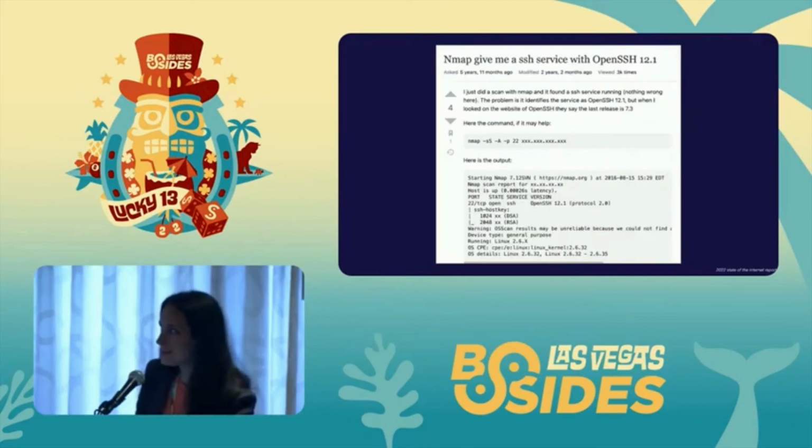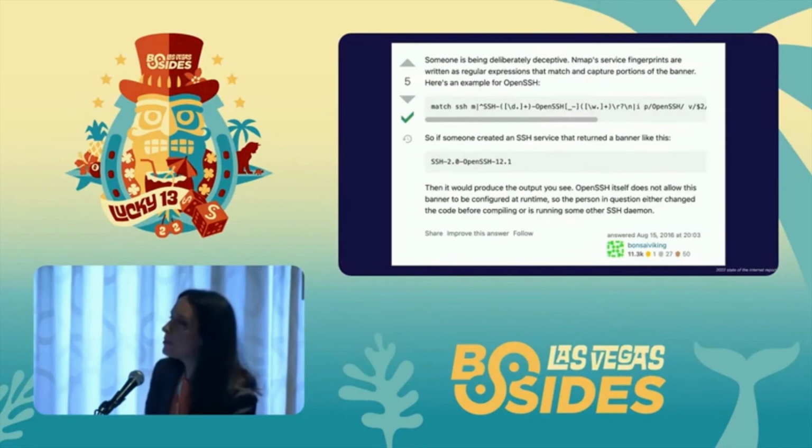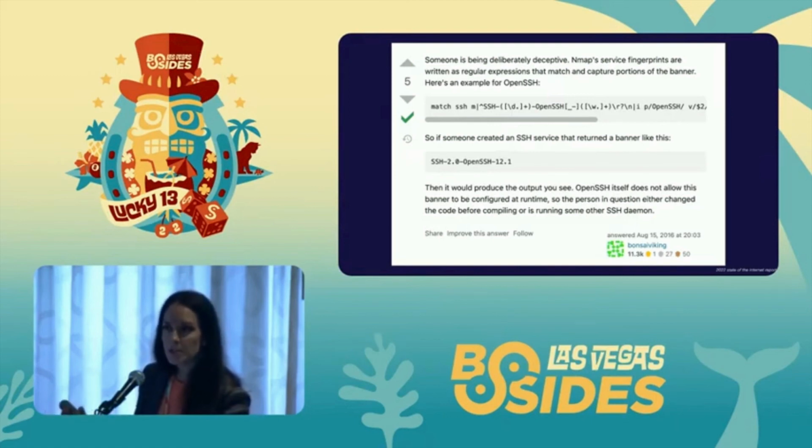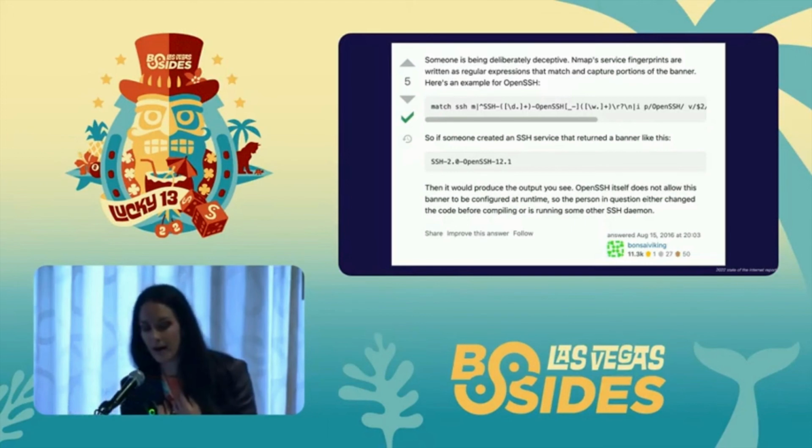So we found this from like 5 years ago. So this has been going on for a while. Someone reports finding something very similar. They've done an Nmap scan and they're finding OpenSSH 12 and they're like, WTF, that's weird. And one of the top answers is that this is deliberate. This is something that someone's actually broadcasting for some reason. I'm not going to speculate as to why.